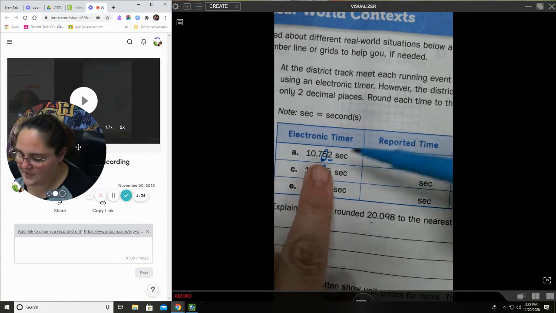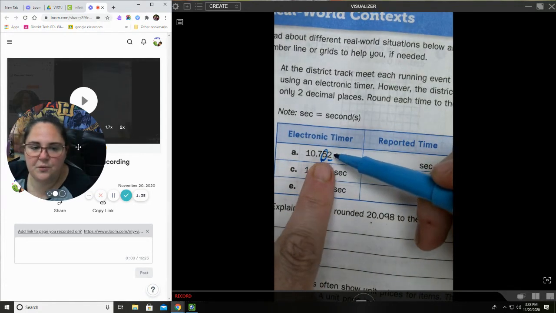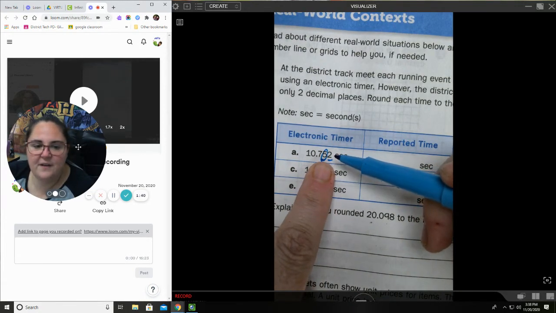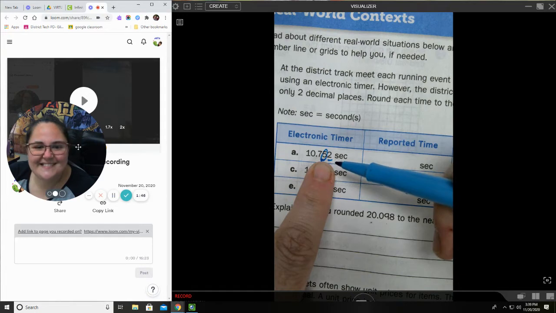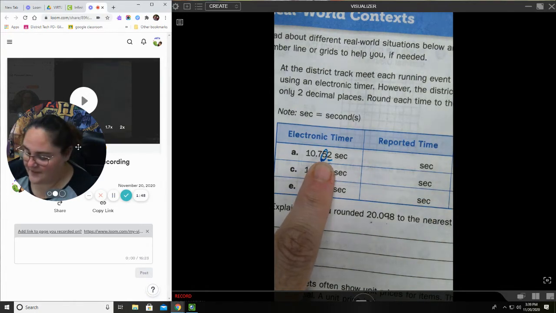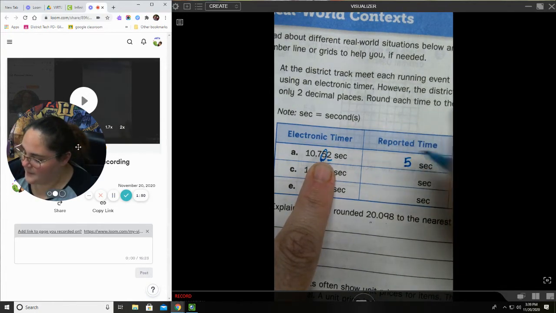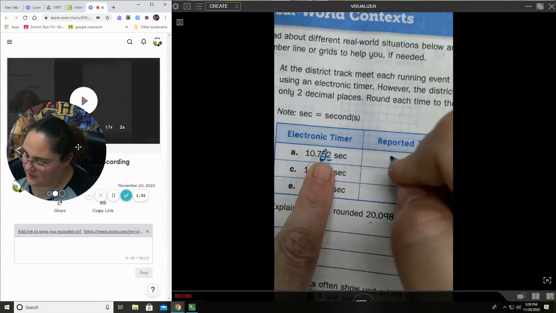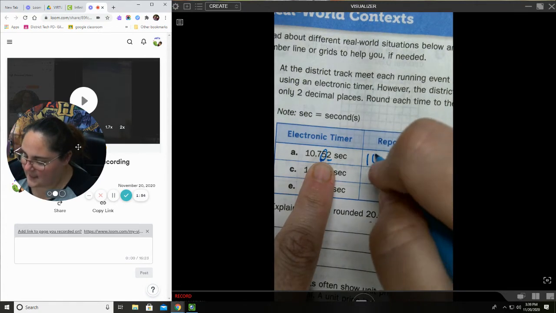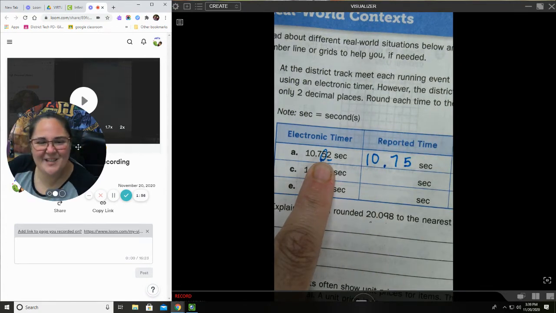All right, circle the digit, move to the right. It's a 2. So is my 5 going to stay the same or am I going to round up to a 6? Since it's a 2, my 5 is going to stay the same. That means all the numbers to the left will also stay the same. That's how you do this.